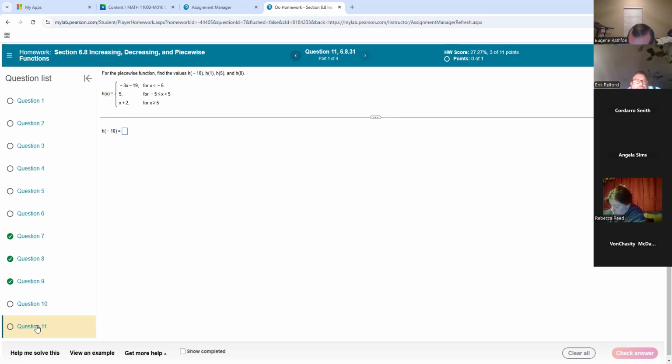Now this one, they're giving me three equations. H of x equals negative 3x minus 19 for any x less than negative 5. It's going to equal 5 for negative 5 less than or equal to x less than 5. And then it's going to equal x plus 2 for any x that is greater than or equal to 5. All right, so we've got our domain there, our three equations. So we're going to find four values on this one, okay?